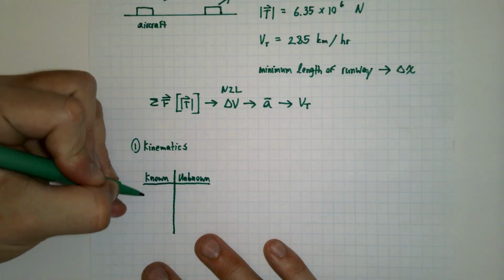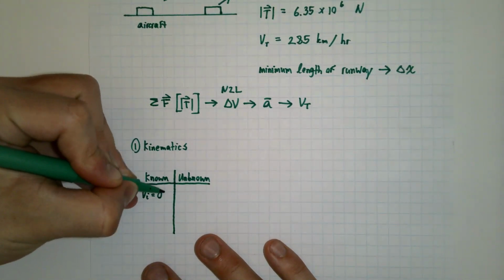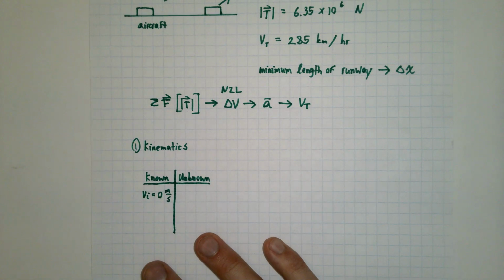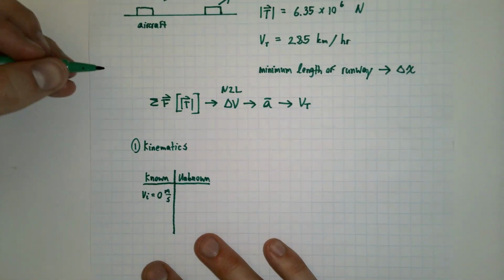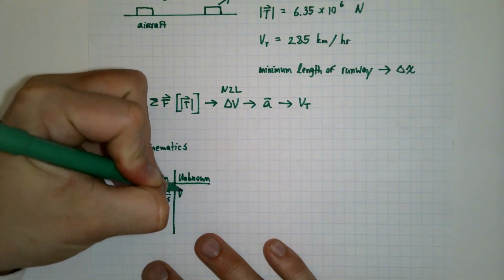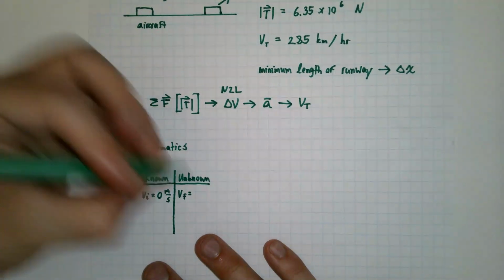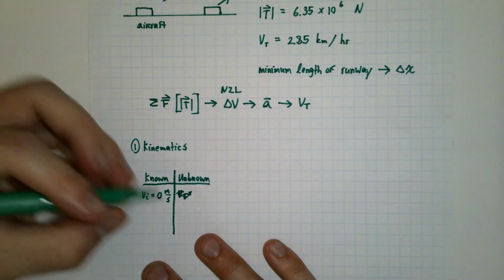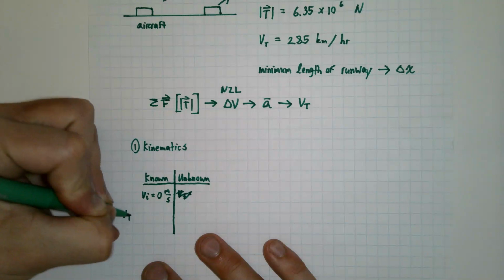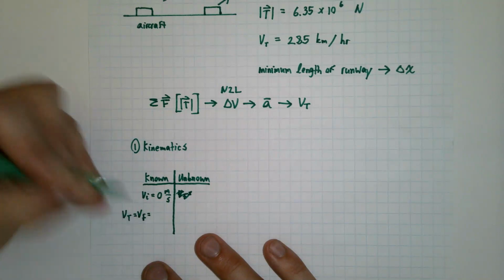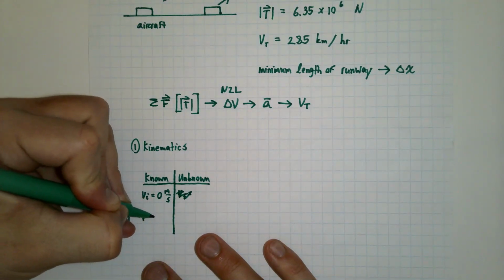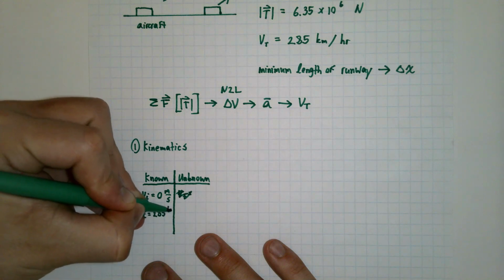Well, we know the initial velocity of the aircraft is 0 meters per second because the aircraft is moving from rest. The final velocity is something that I just put in the unknown column. We know what the final velocity is. That's the takeoff velocity. Final velocity and the takeoff velocity are the same, and that's 285 kilometers per hour.